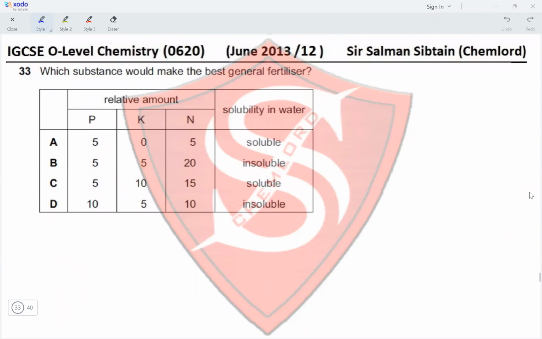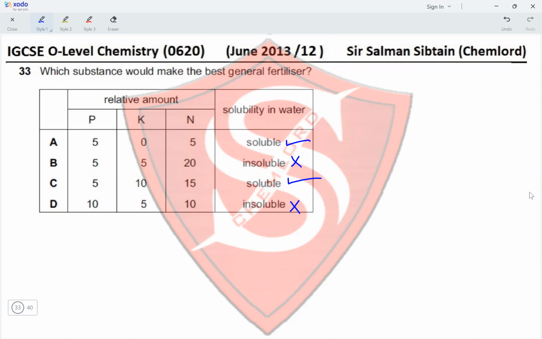Question 33. Which substance would make the best general fertilizer? So we have relative amounts of phosphorus, potassium, and nitrogen present and their solubilities in water. So let's look at the solubilities. A fertilizer must contain these minerals in the soluble form. So options A and C are soluble, B and D are insoluble, eliminating options B and D.